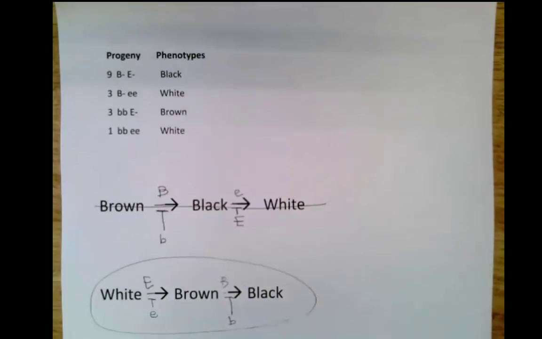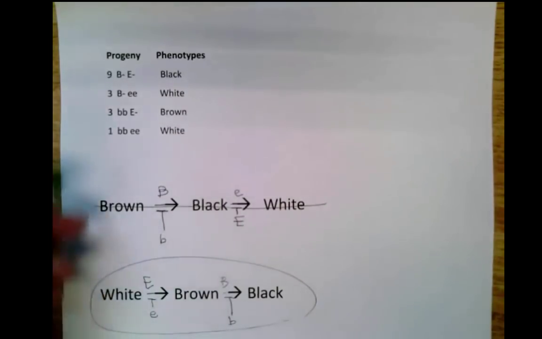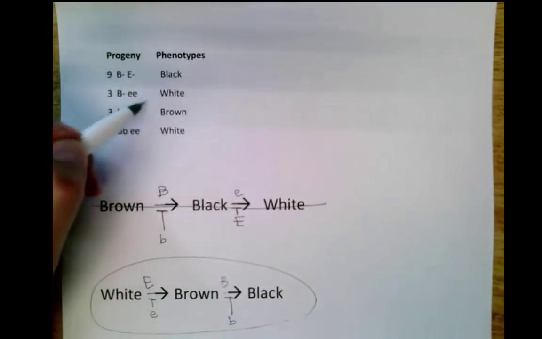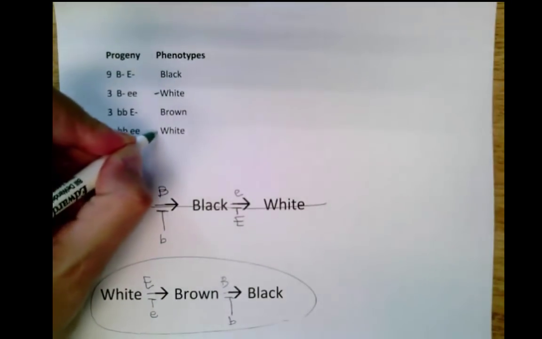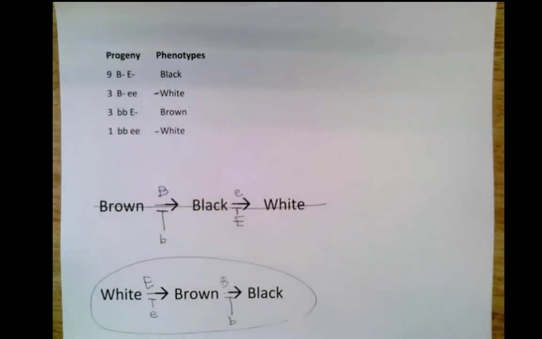One thing I'd like to give you a little hint on. The hardest thing to figure out here is which phenotype goes first in the pathway. And in all cases that we're looking at, if you have a phenotype that shows up more than once, so for example, white shows up twice here.